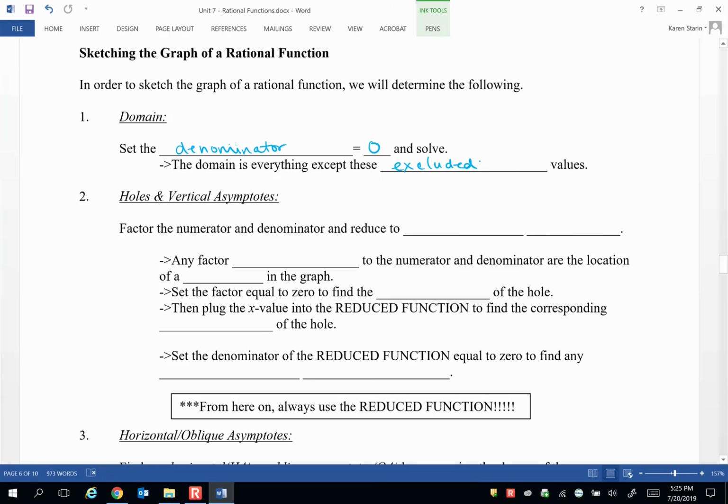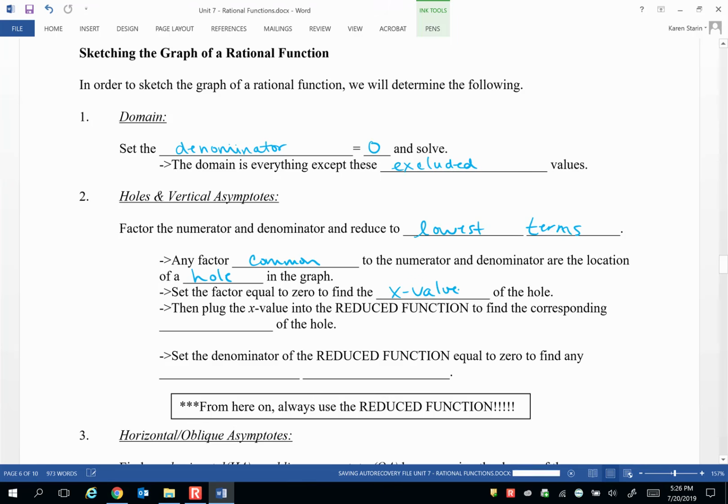Then on to holes and vertical asymptotes. We've already gone over this. Remember, we're going to factor both the numerator and denominator and reduce to lowest terms. So if we can reduce, those factors are of interest to us for the holes. Any factor that's common to the numerator and denominator is the location of a hole in the graph. We're going to set those common factors equal to 0 to solve for x. Those are the x values of the holes.